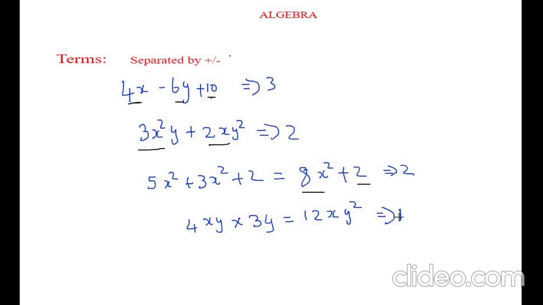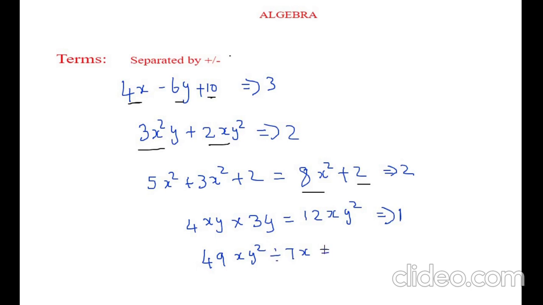So terms are not separated by multiplication. Now let's take an example of division. Suppose we have 49xy square divided by 7x. If we have an expression like this, here also students usually write this as a two-term expression, but this is not two terms. There is only one term because there is a division sign in between.